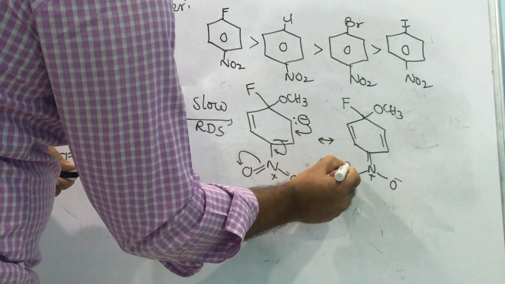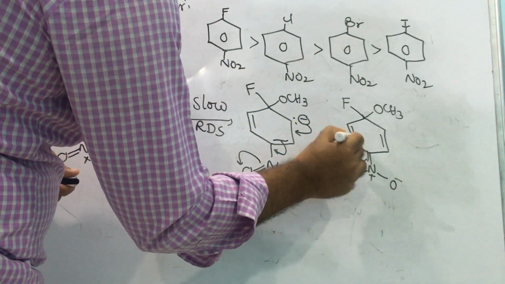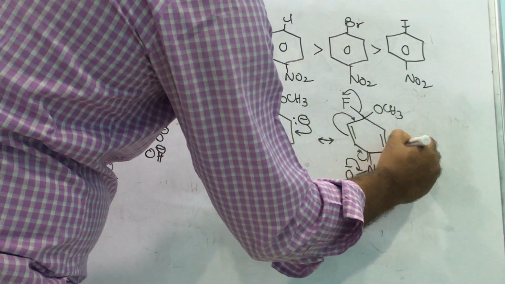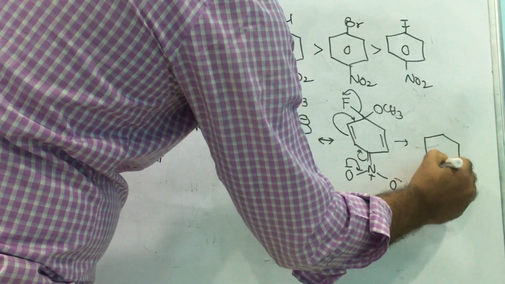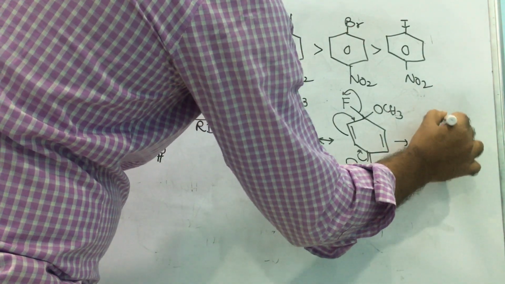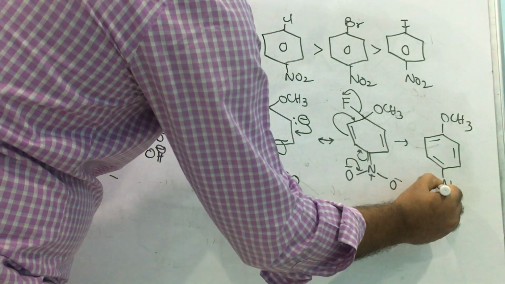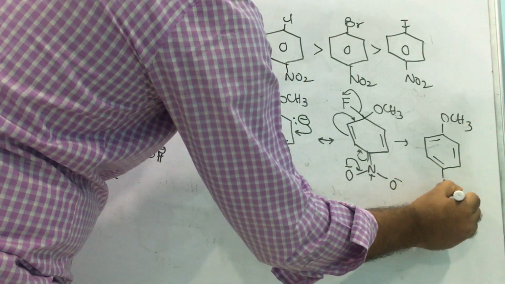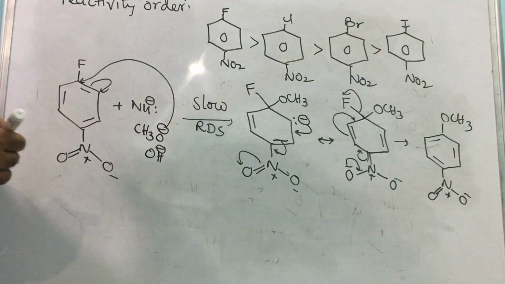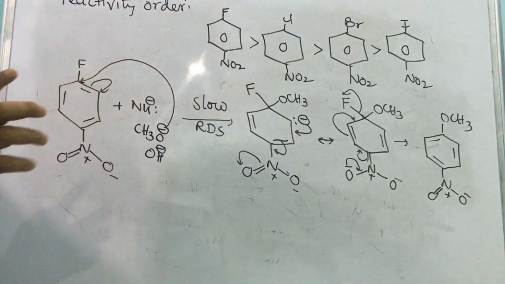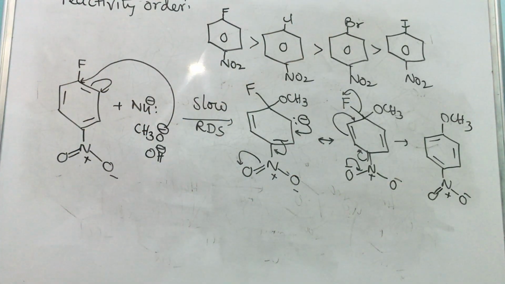How does it leave? When this comes to here, this comes to here, this comes to here, this will be out. Then we will get a double bond, OCH3 and N, and this is a double bond, O minus Na plus. If you observe here, the negative charge is on the oxygen atom. According to the resonance structure, if the negative charge is present on oxygen, that is a more stabilized form.